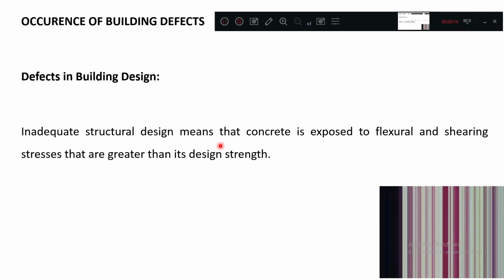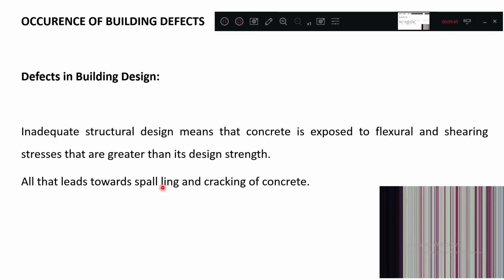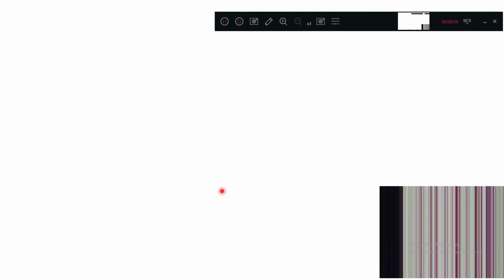When the concrete structure is under operation, the external load will create external stresses, maybe flexural or shearing stresses. Those values may be more than 5. What will happen then? It will lead to cracks, deflection, and deformation. So the concrete design strength should be designed in a proper way. That comes under the structural design part. Obviously, if flexural or shearing stresses are more than the strength, it will lead to spalling and cracking of the concrete.